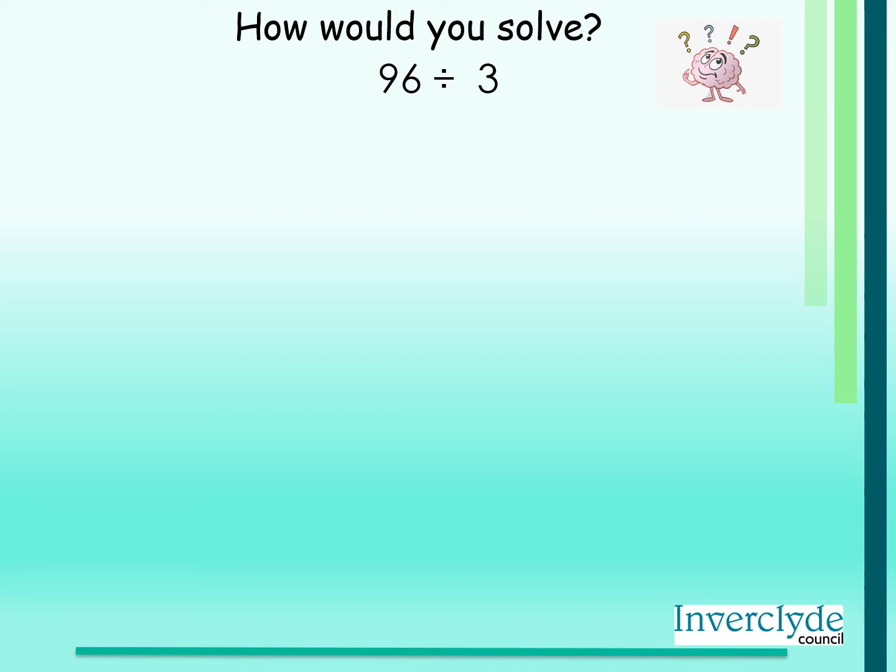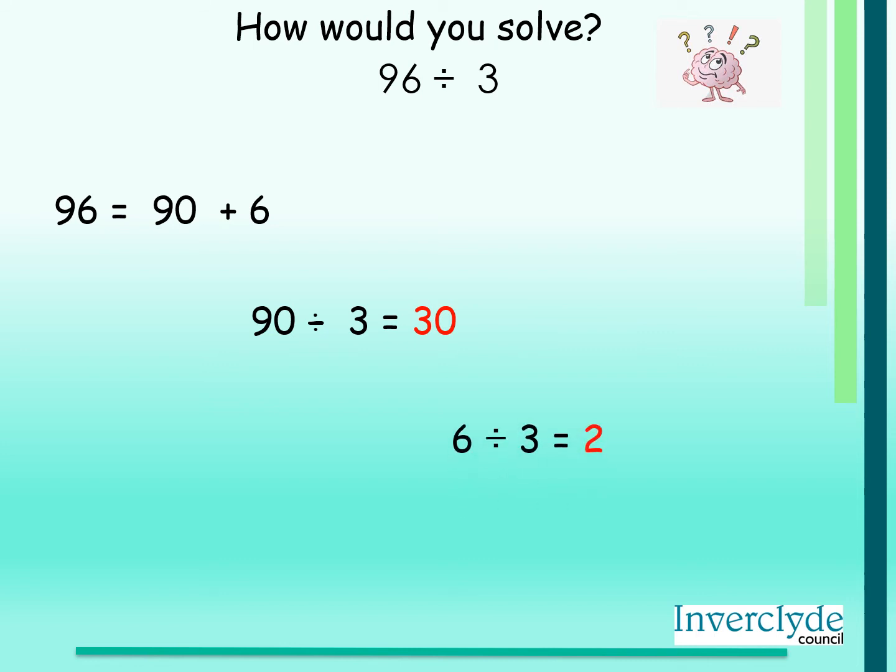I hope you've been practicing your partitioning of numbers. I know that 96 is made from 90 and 6. And I know that 90 divided by 3 is 30. I know that 6 divided by 3 is 2. 30 and 2 is 32, so 96 divided by 3 gave me 32. Is that how you worked it out?